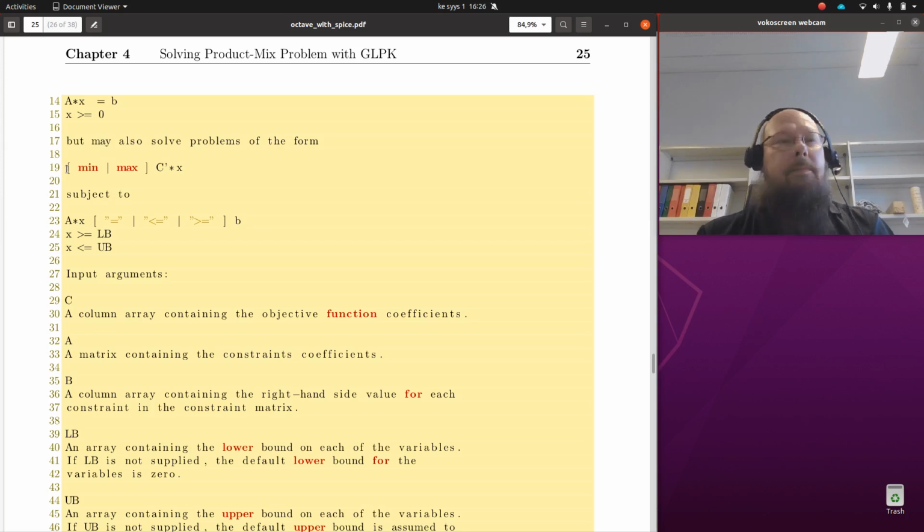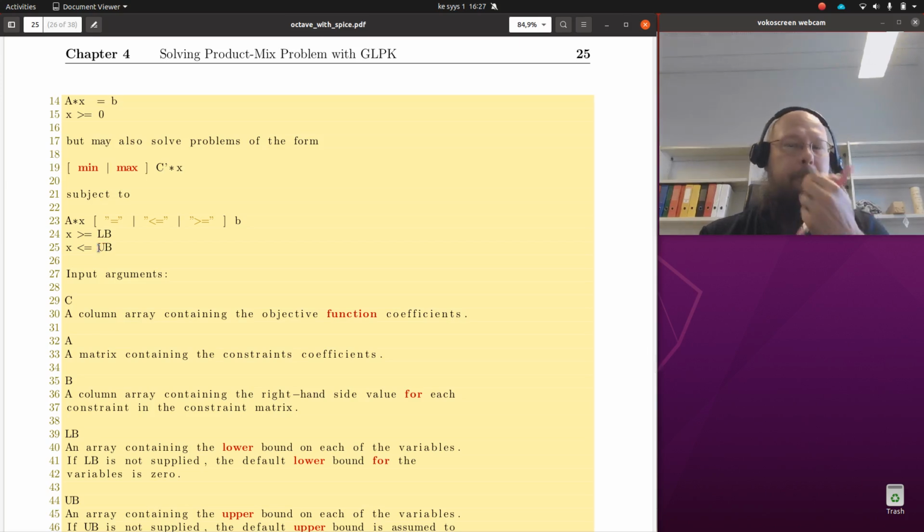Okay, so this is the nerdy way of writing min or max. So this bar, or pipe, means or. Min or max, C prime times X, subject to AX, equals or less than or equal or greater than or equal to B. Okay, this is something that we really want, and X bigger than or equal to some, okay, LB apparently means lower bound, and X less than or equal to UB, apparently some upper bounds.